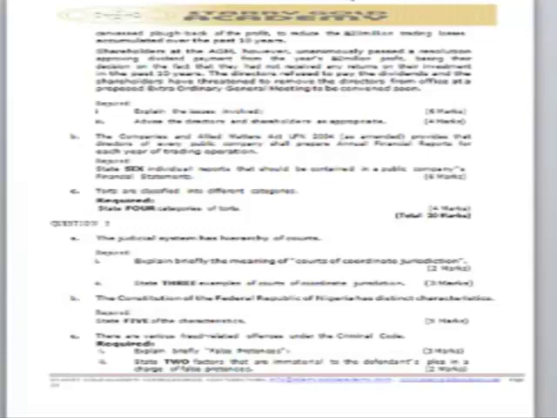Let's look at question number 5. A. The judicial system has a hierarchy of courts. Required: explain briefly the meaning of courts of coordinate jurisdiction. So there was a time I said this, that courts of coordinate jurisdiction means courts of equal status. Courts of equal status.